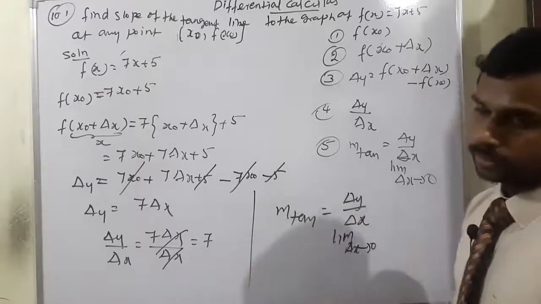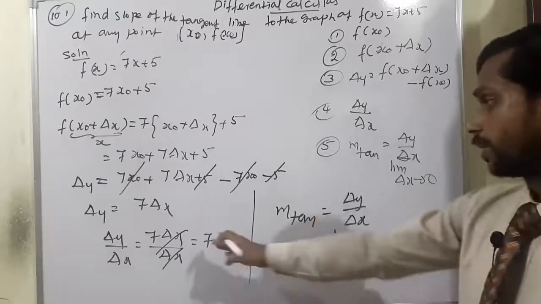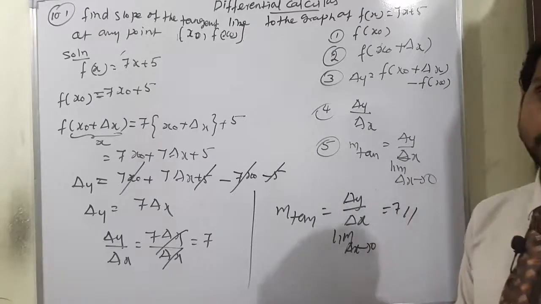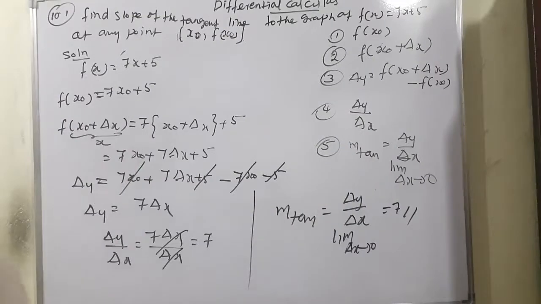But there is only a constant term. If you have any del x, we can apply the value 0, but there is none. Therefore we can directly write that the slope of the tangent is equal to 7. Okay, then I will continue with the next example. Stay on the line.